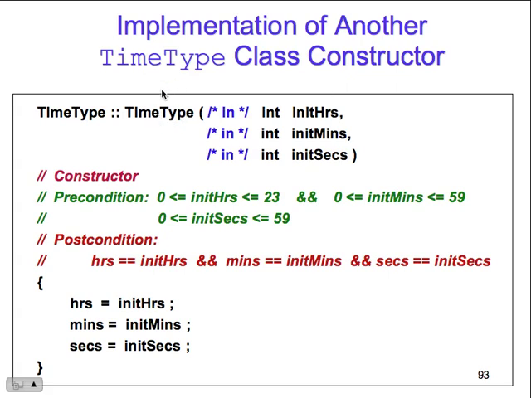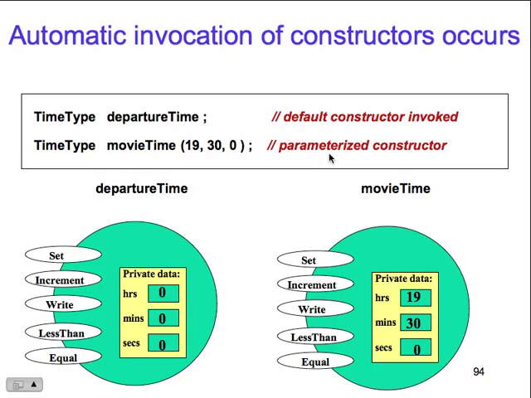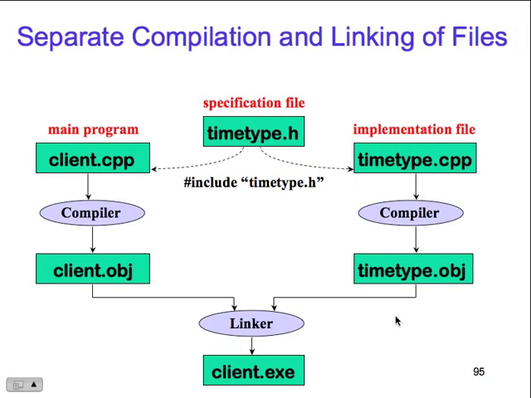Okay, so here's the time type constructor with the 3 hours, minutes, and seconds that are taken. See the automatic invocation of the constructor: when we say time type departure time, it creates it with 0, and for time type movie time, the 19, the 30, and the 0 end up being automatically invoked. So we have that going on.